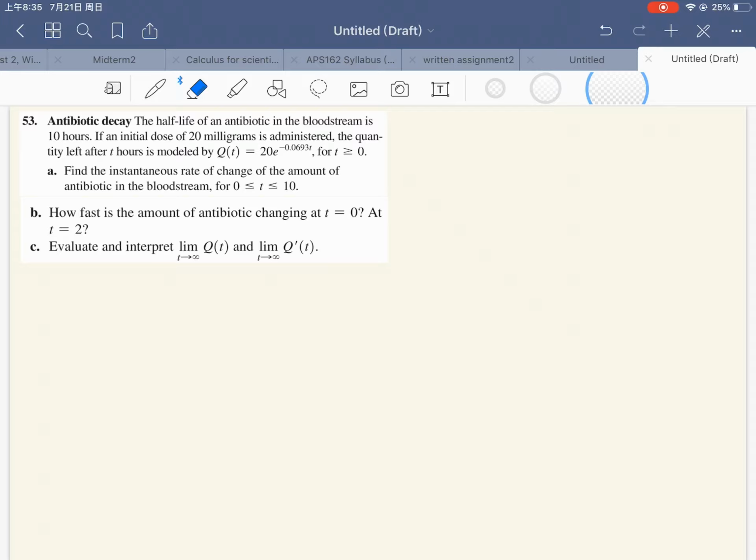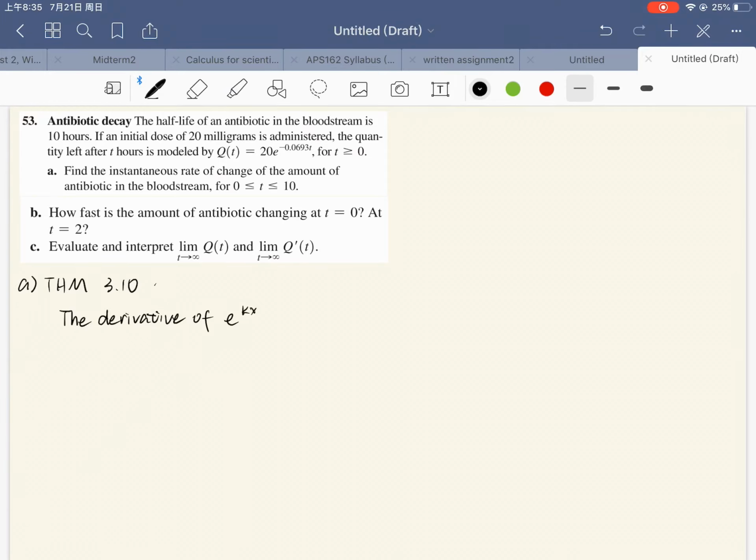Based on the knowledge we acquired from the text, we know that asking for the instantaneous rate of change basically means asking for the first derivative of the original function. We have already learned Theorem 3.10, which says the derivative of e to the power of kx equals k times e to the power of kx for real number k.